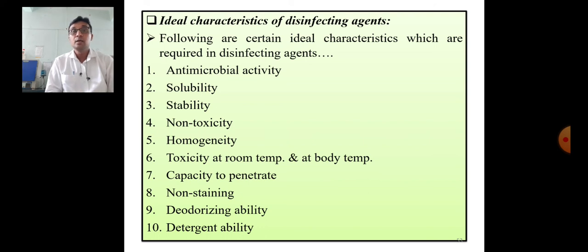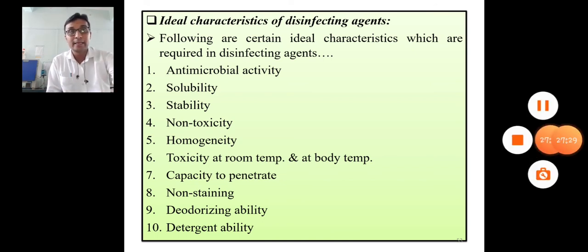7th point, it should have a capacity to penetrate. The disinfectant which we are using should have a capacity to penetrate through the body of the microorganism. Then and only then is that disinfectant able to kill the microorganism. Then and only then is that disinfectant able to inhibit the growth of the microorganism. So students, try to understand what I want to explain.